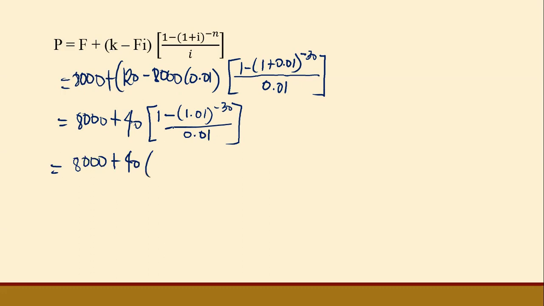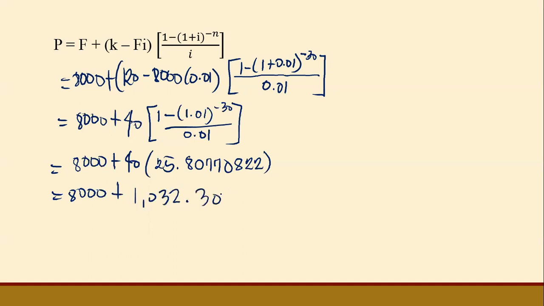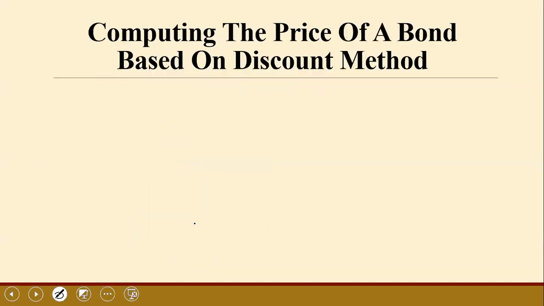So, the value of this one inside the bracket is 25.80770822. Okay, so 8,000 plus 1,032.308329. Okay, so this is now equal to 9,032 pesos and 31 centavos. So that is the price of a bond. Okay, and that is computing the price of a bond based on the discount method.